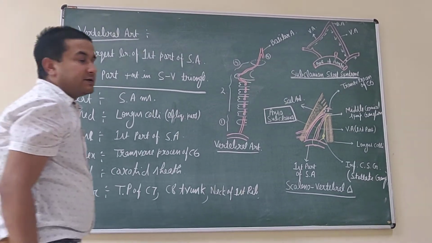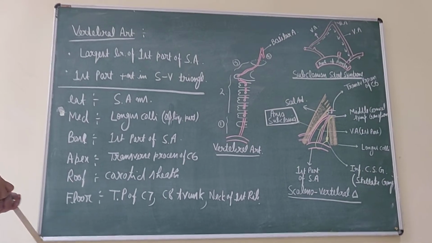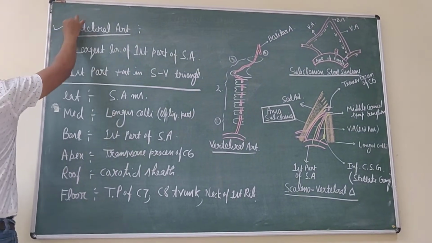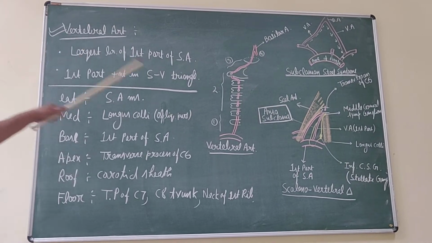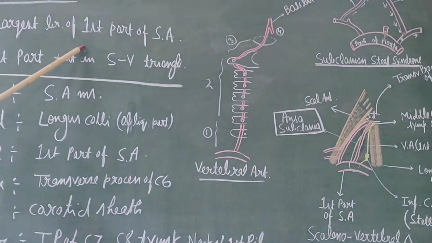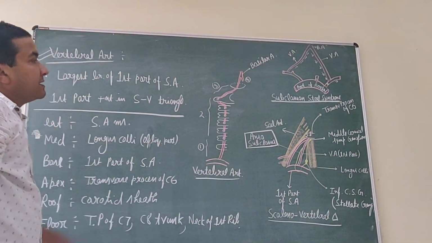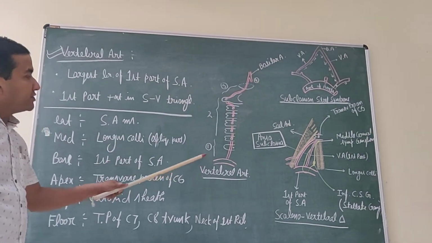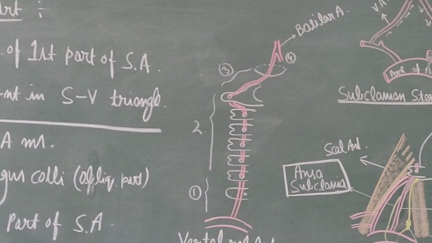Now the branches of the subclavian artery. The first important branch is the vertebral artery. This is the vertebral artery. It is the largest branch of the first part of the subclavian artery. This vertebral artery is divided into four parts: first, second, third, and fourth.